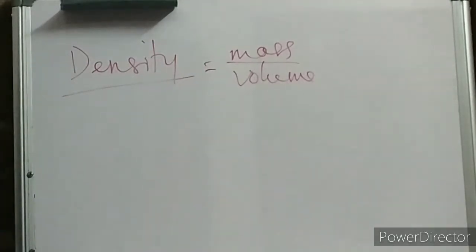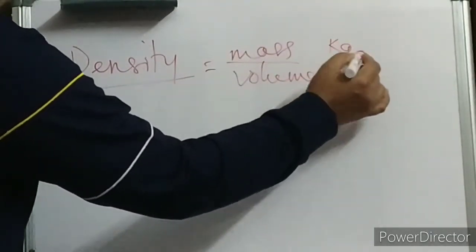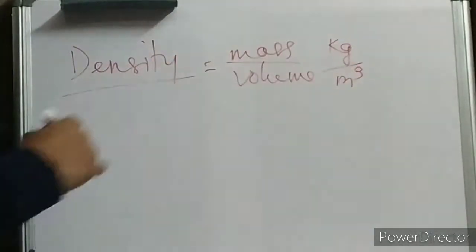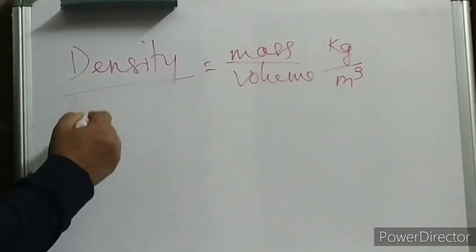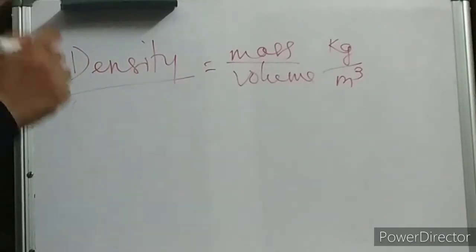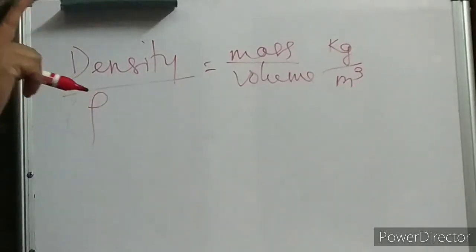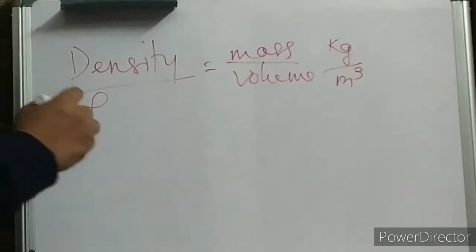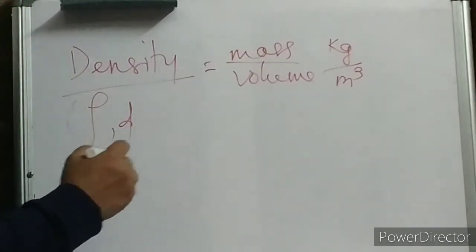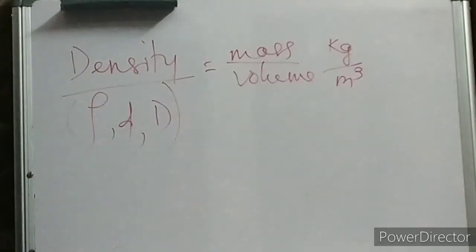And what is the unit of density? This is kg per meter cube. And how do you denote it? We are big, smart, grown up children, so we will use rho. I have already used it in previous lectures. Or simply you can use small d also. In some books there will be capital D, so it varies. So from the definition, what have we understood?